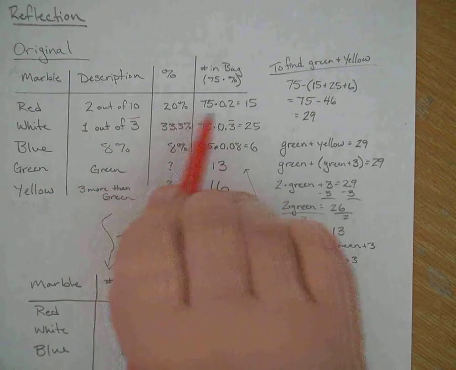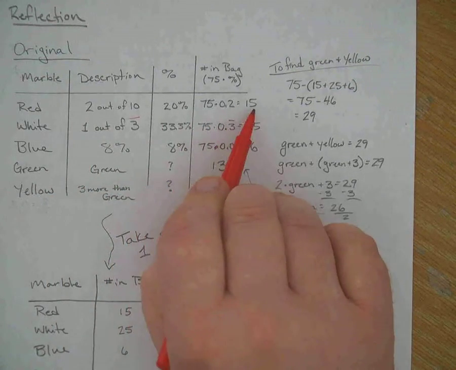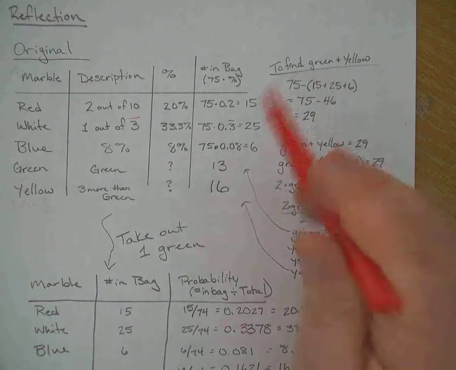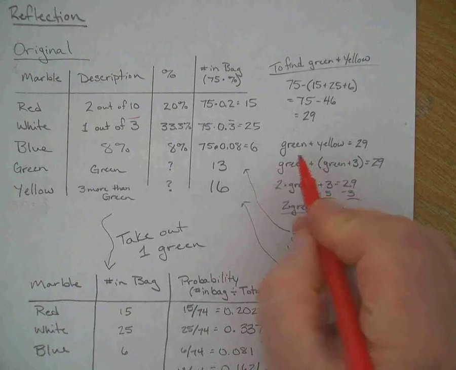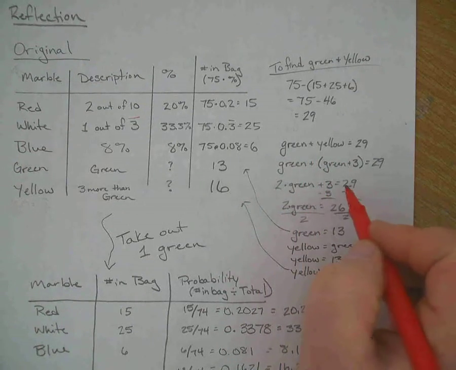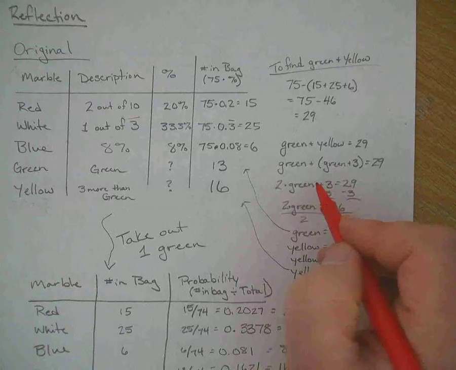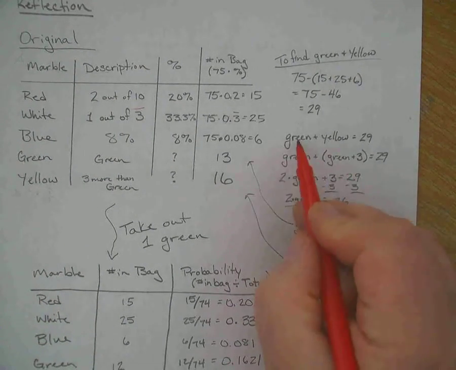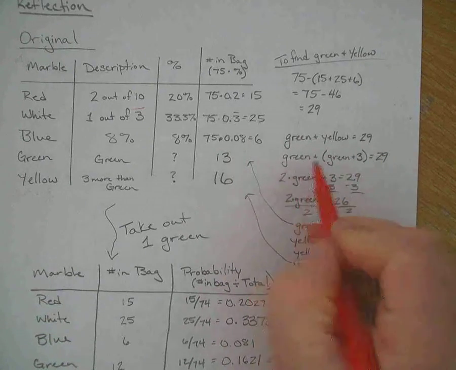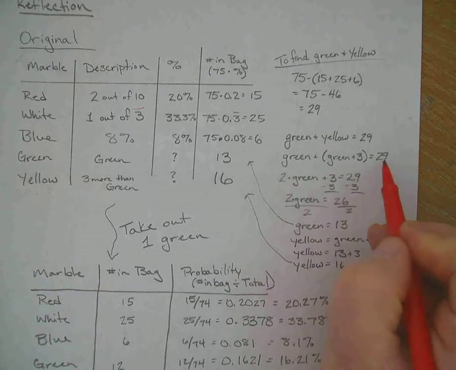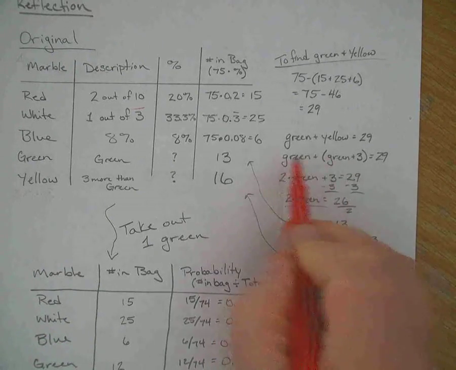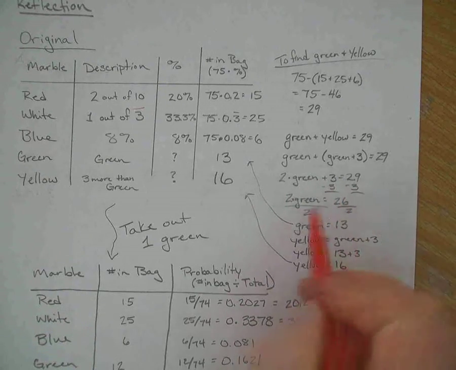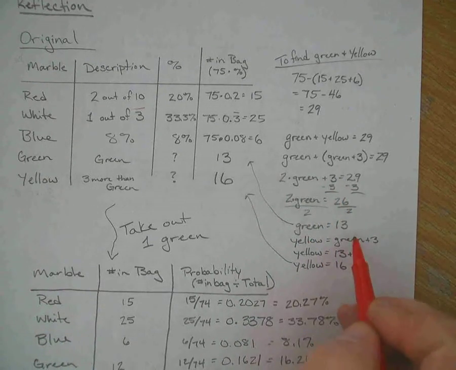So 2 out of 10 is 20%. 75 times 0.2 is 15. So same stuff there. And then again, I go into my green and yellow, but I use green and yellow in words as opposed to coming up with variables, and it works out the same. It works out just fine. Okay, so green plus yellow is 29. Green plus 3 is 29, and so that's 2 greens, or 2 times the green, plus 3 is 29, subtract 3, divide by 2, green is 13.